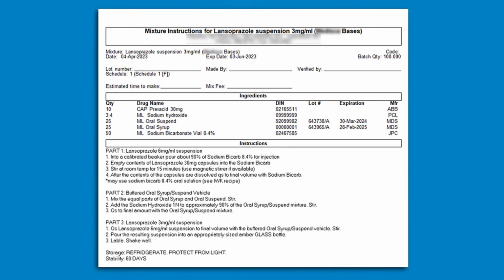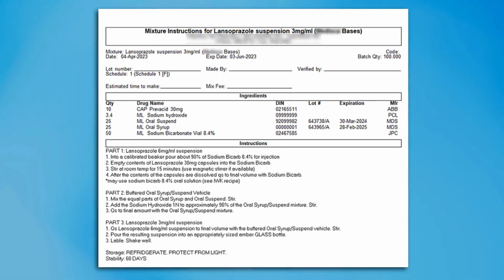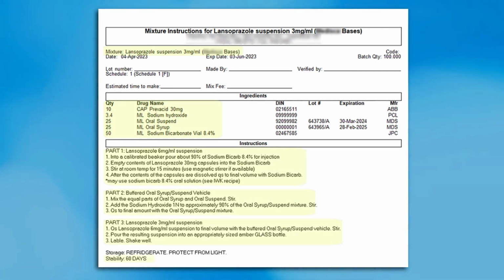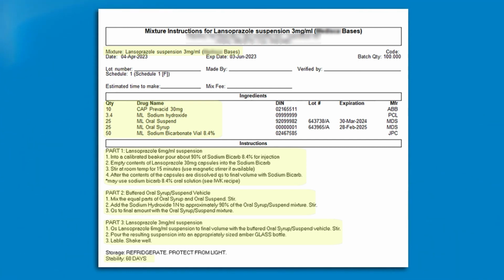Some aspects of the MFR are already included on this compounding record, such as the mixture name, the ingredients, the compounding instructions, and the beyond use date. There are also lots of things missing. There is not one single way to develop or document the different elements of the MFR.